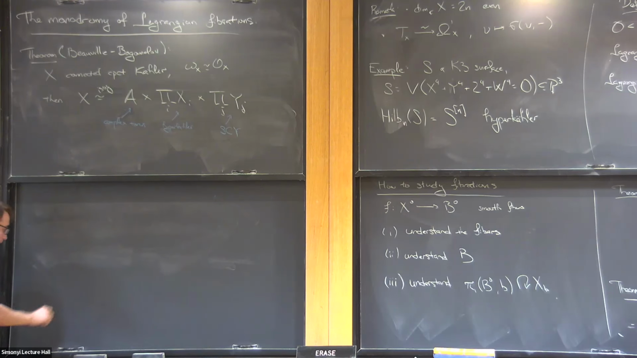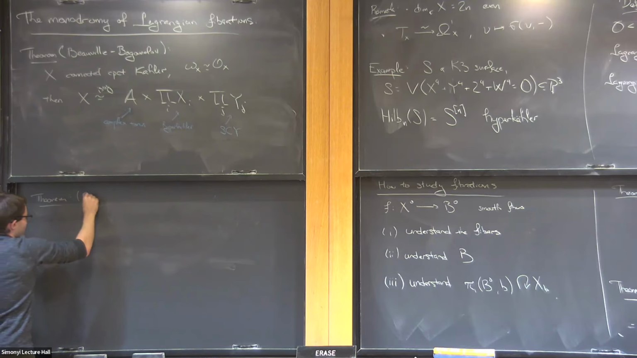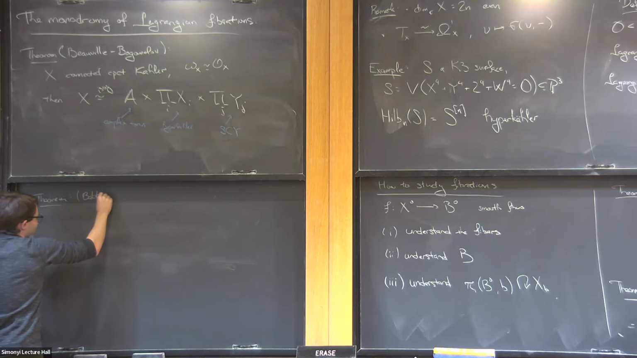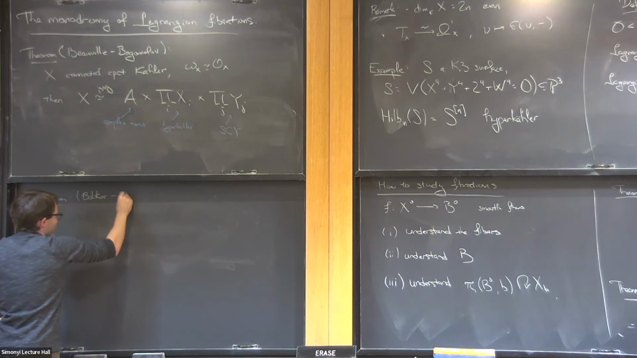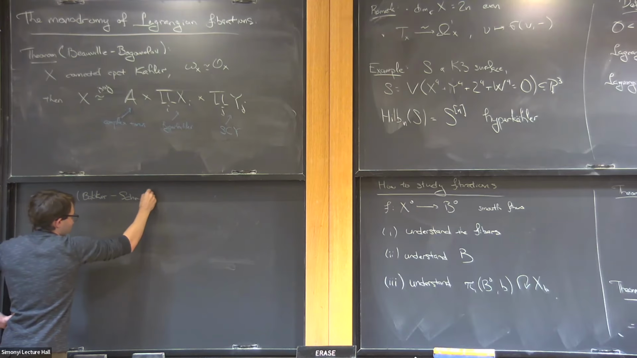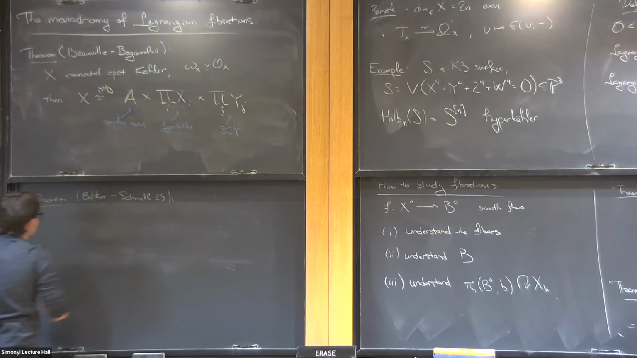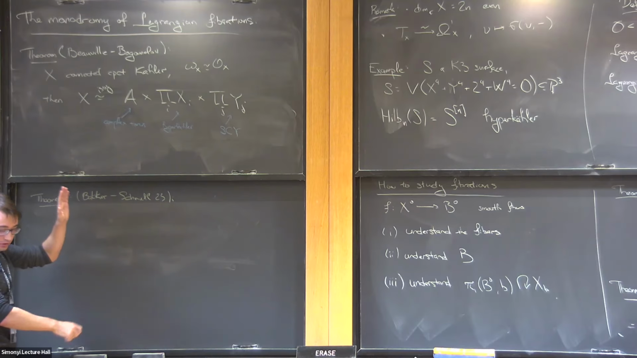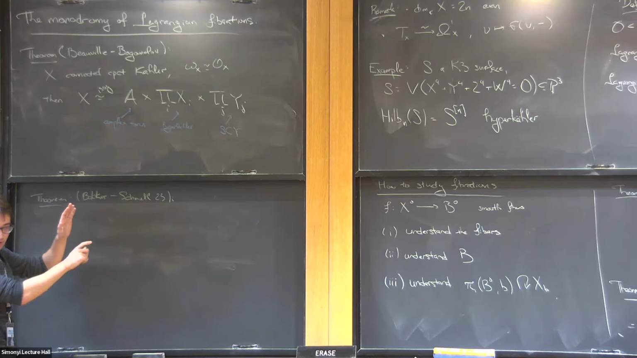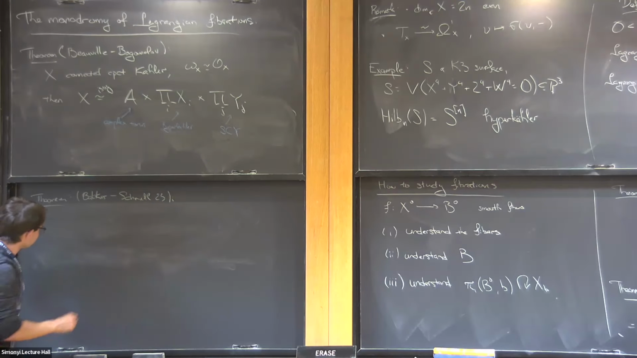All right, and well now the key ingredient in the proof is this beautiful theorem of Ben and Christian Schnell. Okay, so the theorem is, remember we had this contraction isomorphism between the tangent bundle and the cotangent bundle.